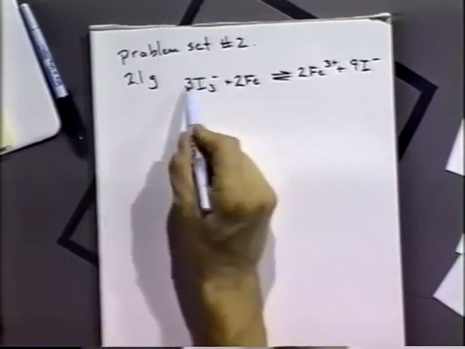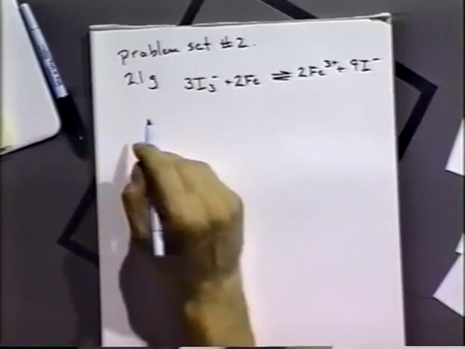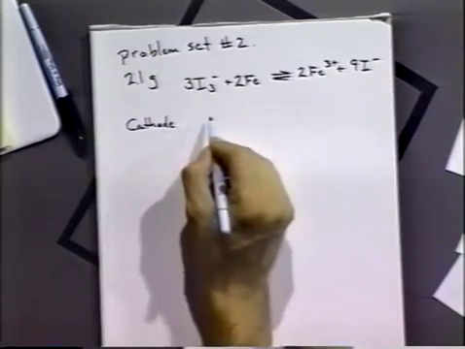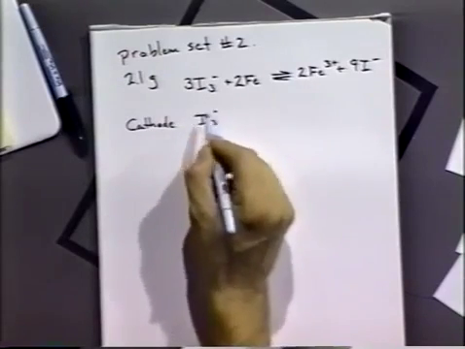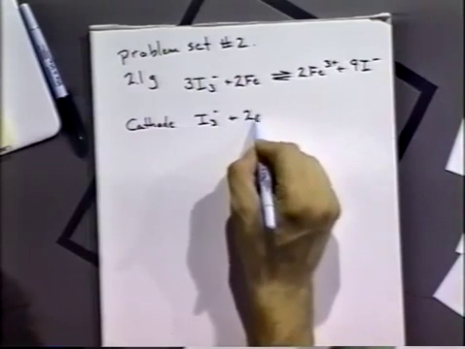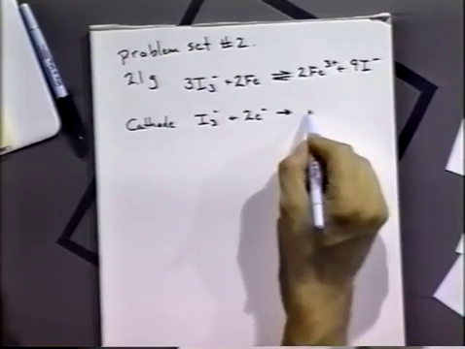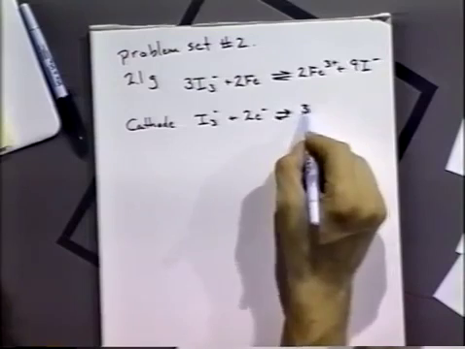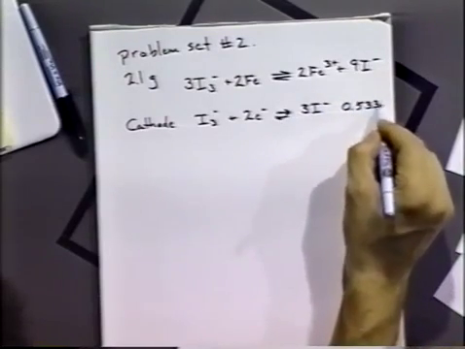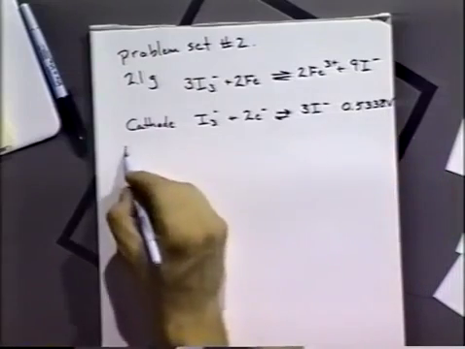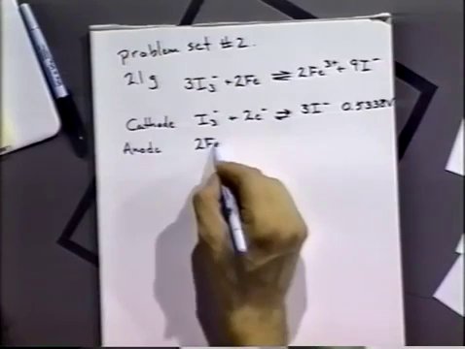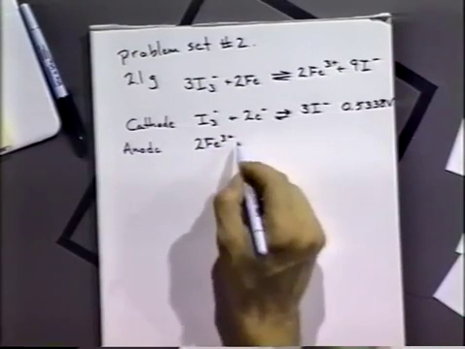We see that the triiodide is being reduced, and so we can write a cathode half reaction that is involved in that. We can look that up in the back of the book, and we see that there's a reaction for I3- plus 2 electrons going to 3 iodide ions, and that's 0.5338 volts.